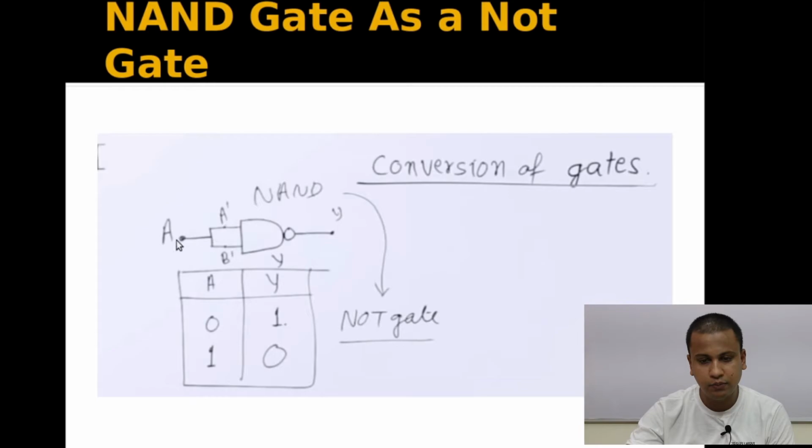Similarly, if we will give input A as 1, then A dash will also be 1 and B dash will also be 1. 1, 1, the answer in the NAND gate will be 0. So we can look at the output. It is 1 and 0, means if we are giving input as 0, the answer is 1. If we are giving input as 1, the answer is 0. So it is acting as a NOT gate, hence our desired objective is completed.